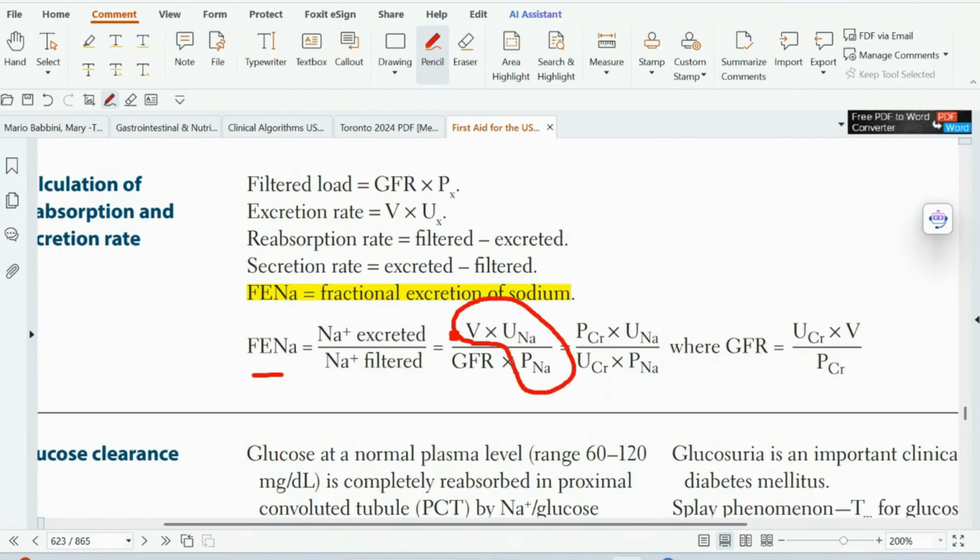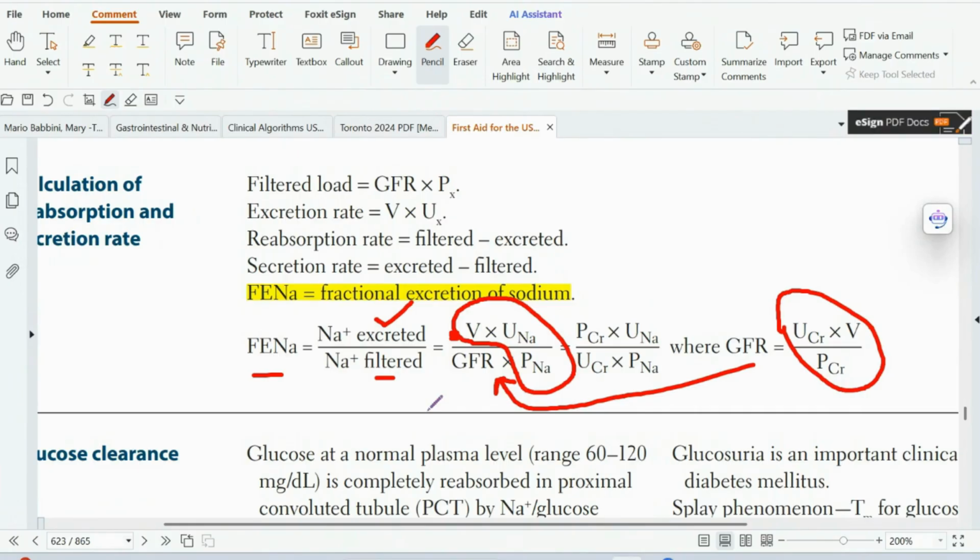Sodium excreted is this, right? That's the cleanest. And sodium filtered is this thing right here, which is just creatinine. So what they did is they just plugged it in, and you get the final expression, which is this. You don't need to remember that. All you need to remember is clearance of sodium divided by GFR. If you can do that, everything is easy.